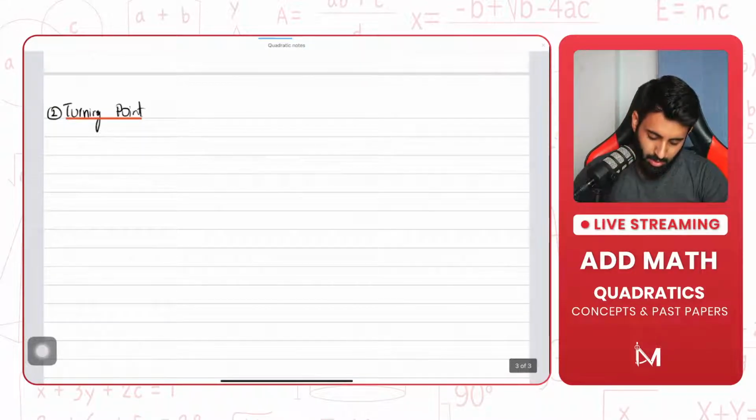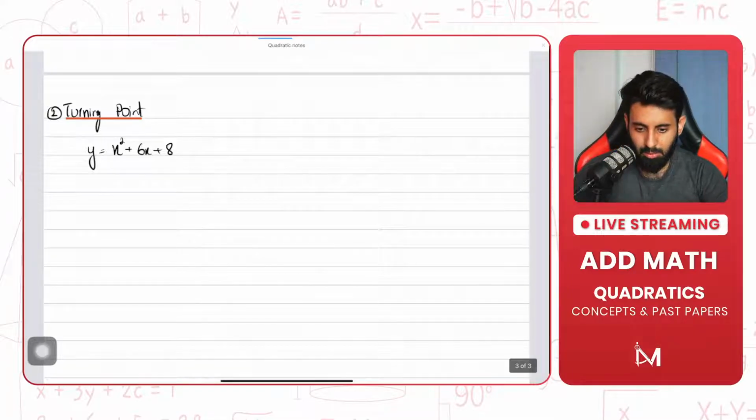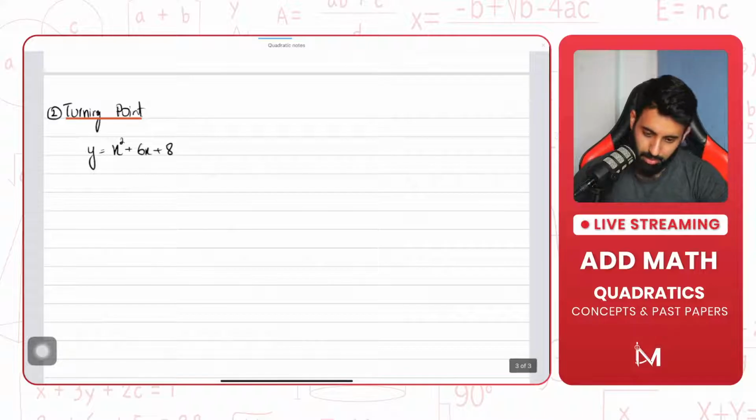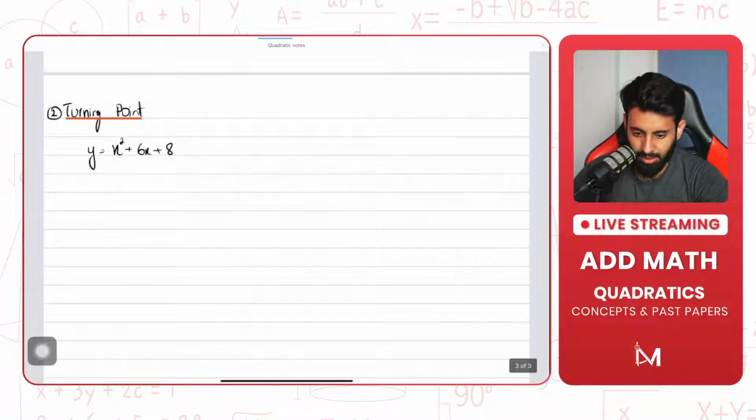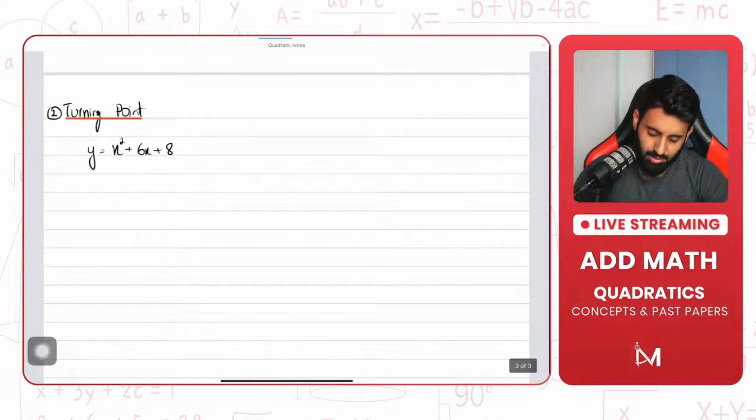So let's say you have y equals x squared plus 6x plus 8, and you wish to bring this into completed square form. So how are we going to do that? Identity is where we compare coefficients. I'll do it through identities, and the way that you do it in maths, you can learn through my video.